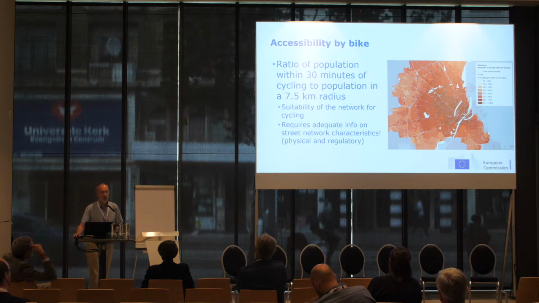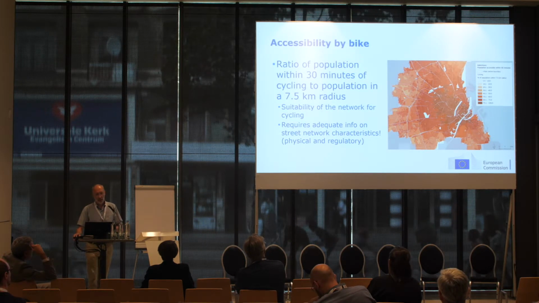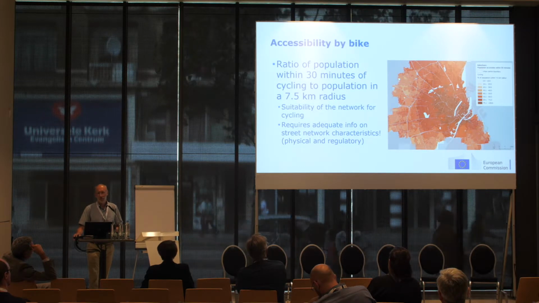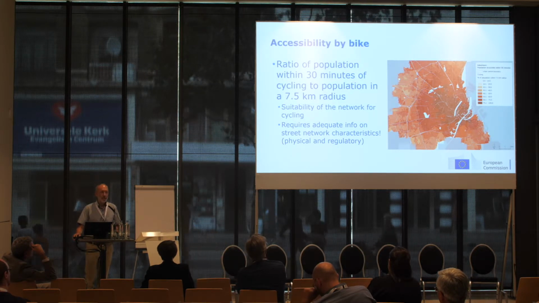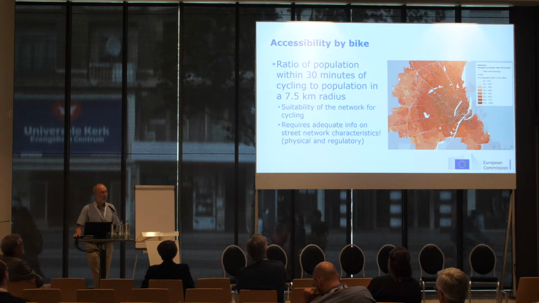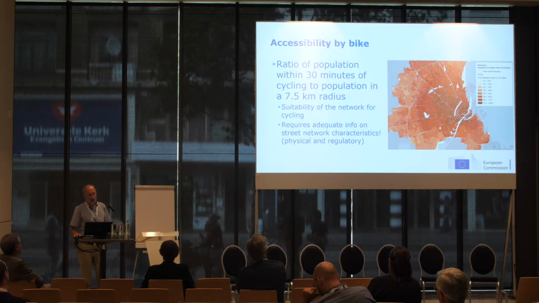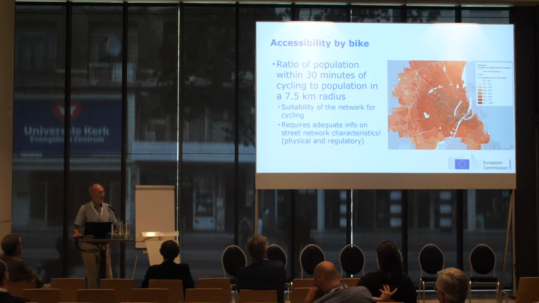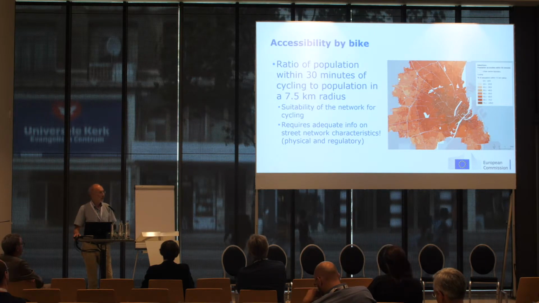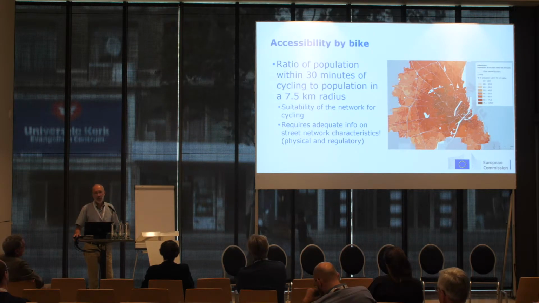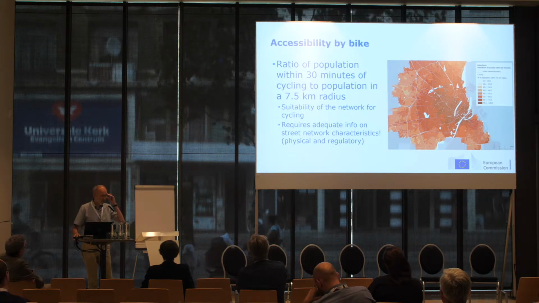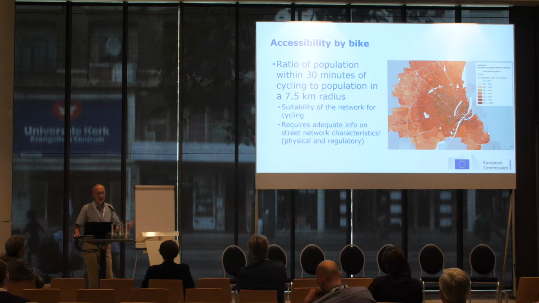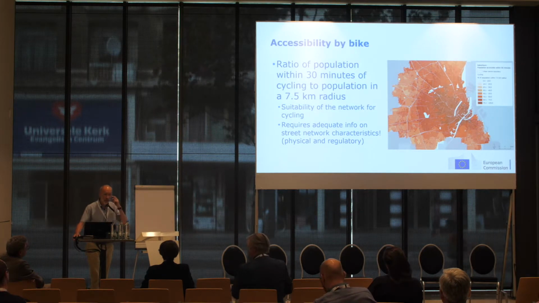Same logic for cycling. There we also took this implicit average speed of 15 kilometers per hour. There the data issues are a bit more problematic, in the sense that it's quite hard to get adequate info on the characteristics of the street network in terms of their appropriate characteristics for cycling, be it on the physical elements, the comfort or the road surfaces, or the legal aspects.